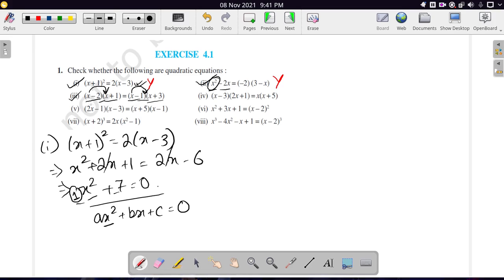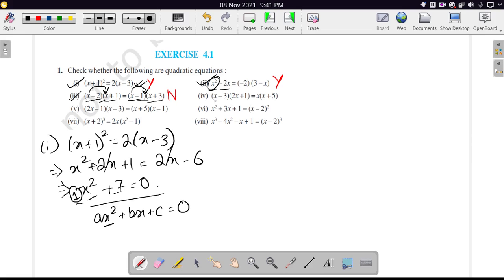If we simplify question number 3 entirely, we will see that the x square term is not there. Since the x square term is not there, this will not be a quadratic equation. It will turn out to be a simple equation. So we will say no, this is not a quadratic equation. Now we will come to number 4. Number 4 is also the same thing.